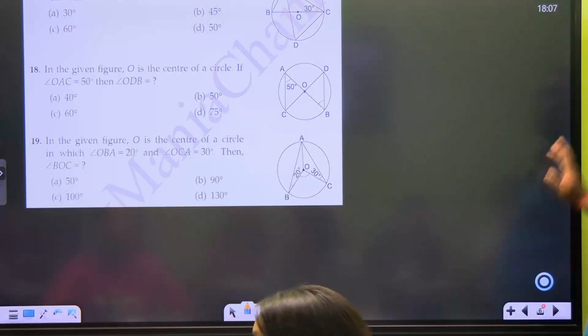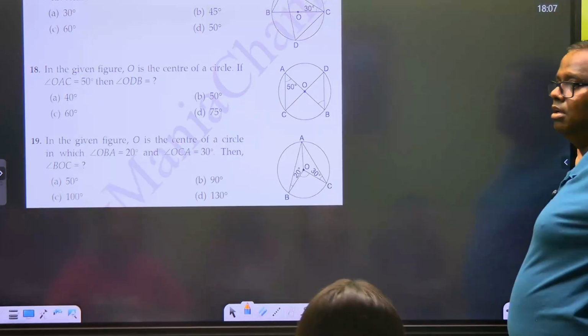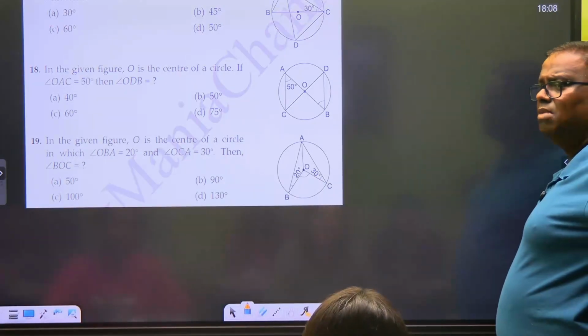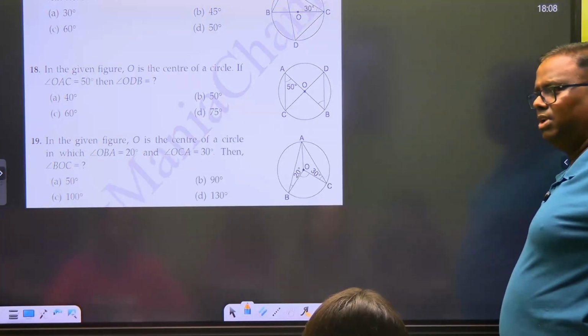Which one? Which triangle? Both the triangles. Triangles never is 180 beta. Sum of all angles of a triangle is 180.